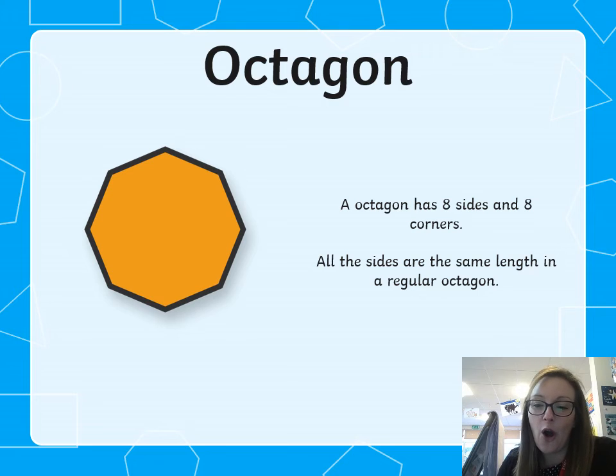Then we have an octagon. Now an octagon, if you count those sides carefully, has 8 sides and it also has 8 corners. And there's a little trick I use as well to remember that an 8-sided shape is called an octagon. I always think about an octopus, and an octopus has 8 arms, and an octagon has 8 sides and 8 corners. So there's a little trick to help you remember the name of an octagon.